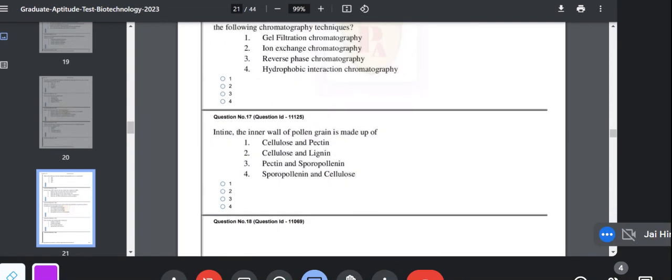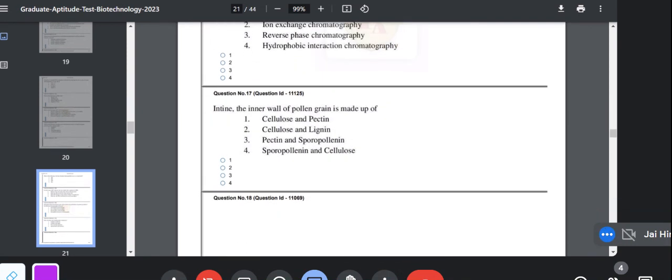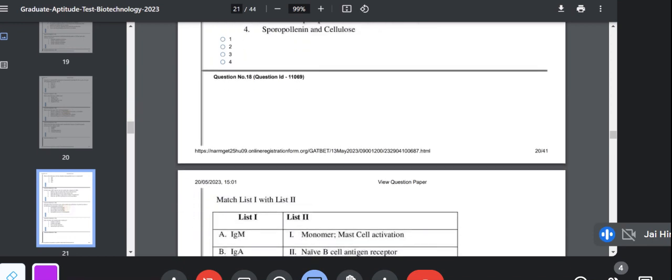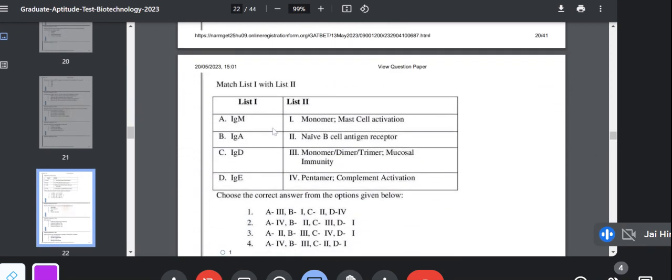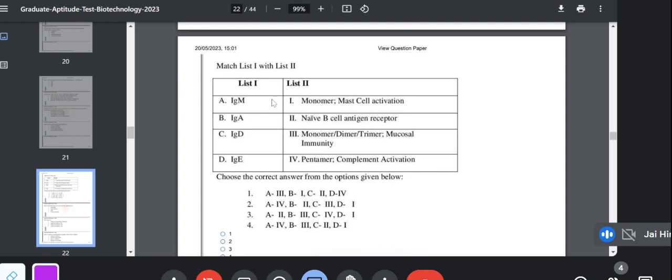Now question number 18. It is a match the following question. IgM you can match with pentameric, complement activation. So A you match with 4. There are two options, 2 and 4, so this will be your moving forward options. You just go with this.